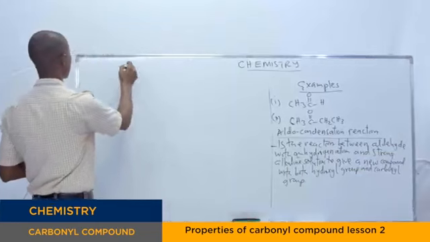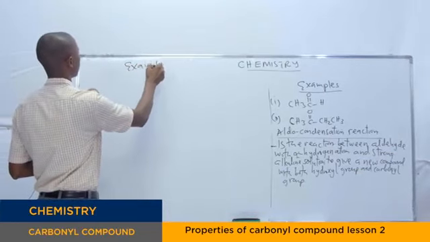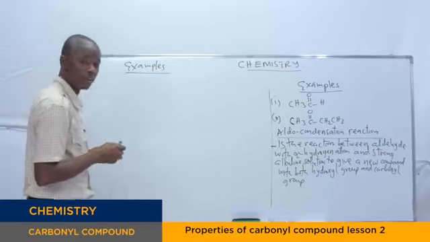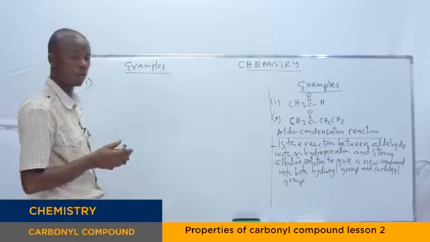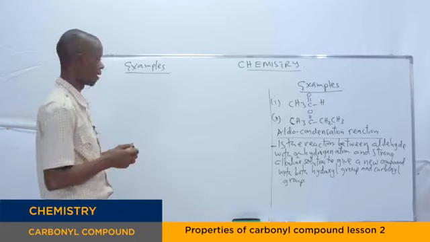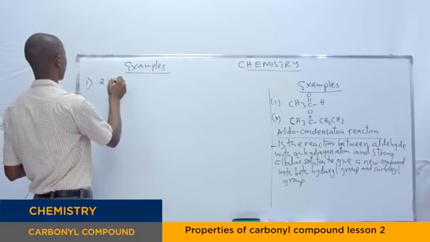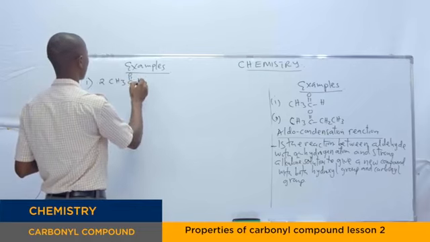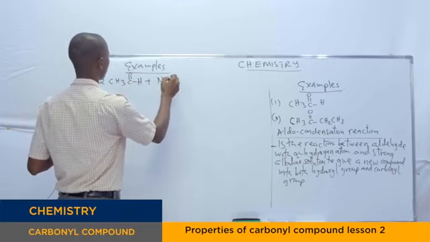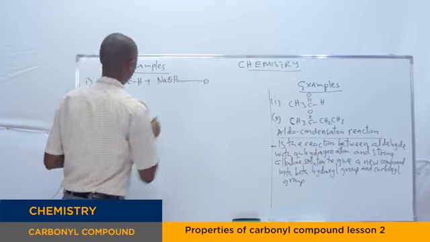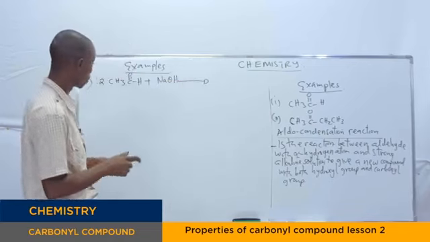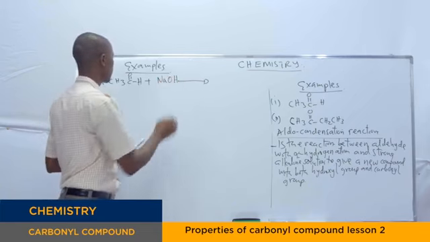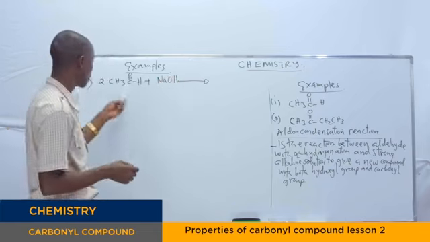Now, let's see some examples. One, let's take an example of two molecules of ethanal reacting with alkali solution, which is sodium hydroxide. So let us see the mechanism of this reaction.